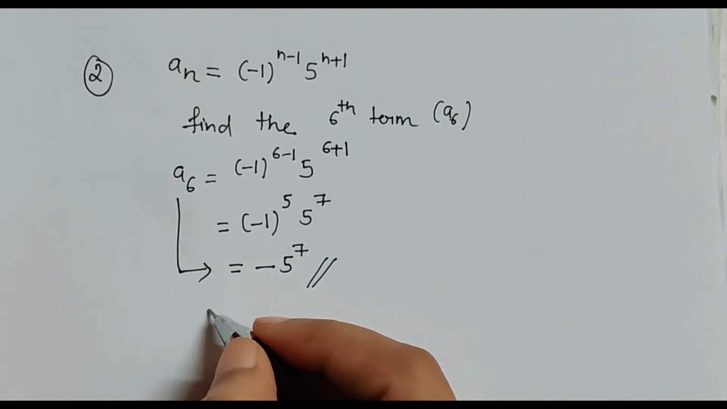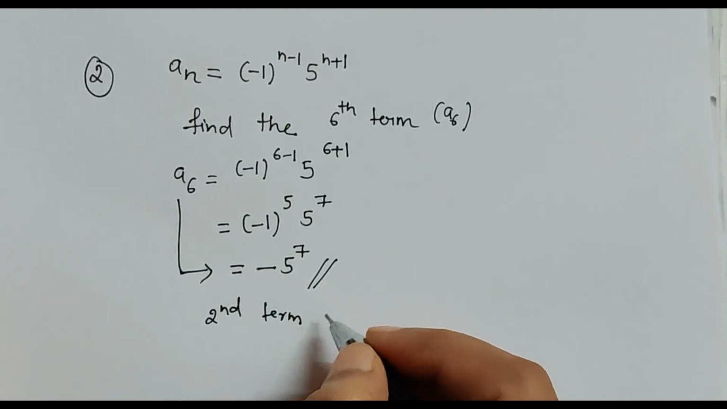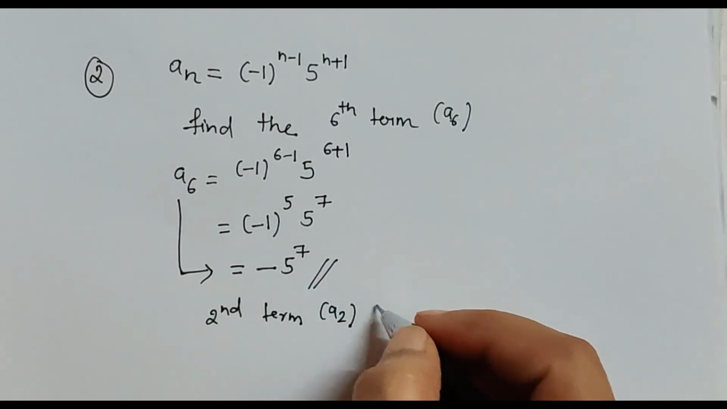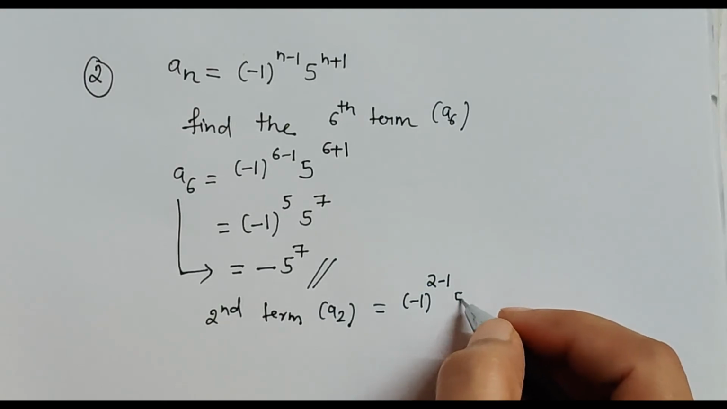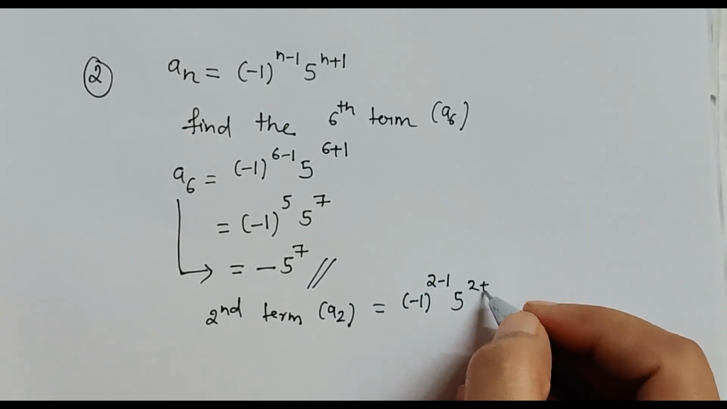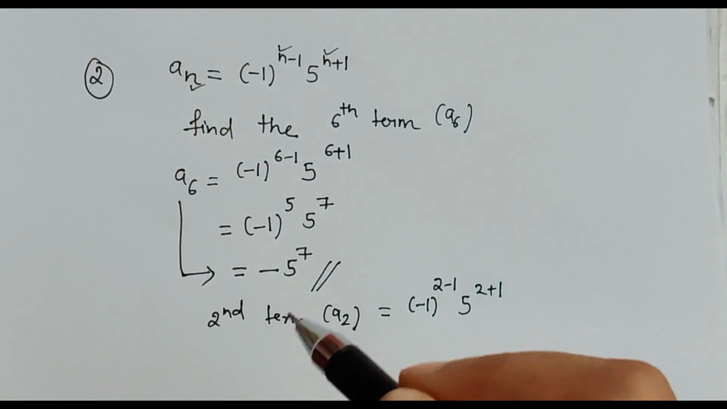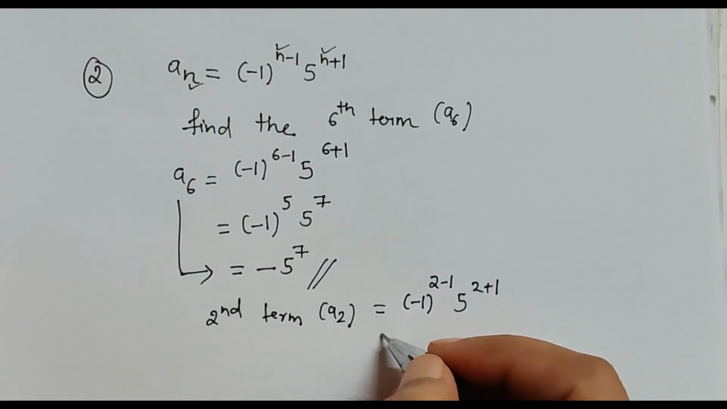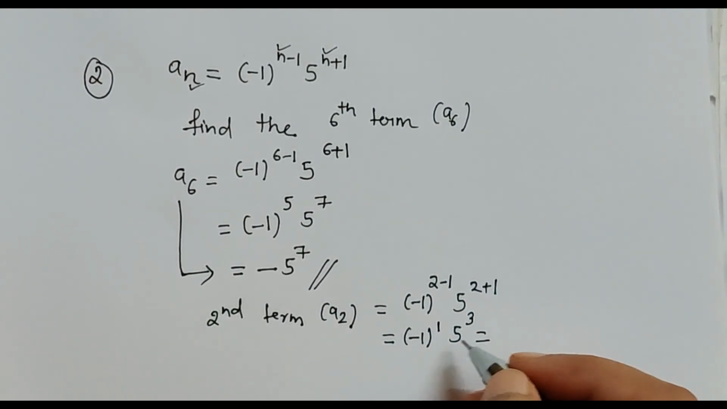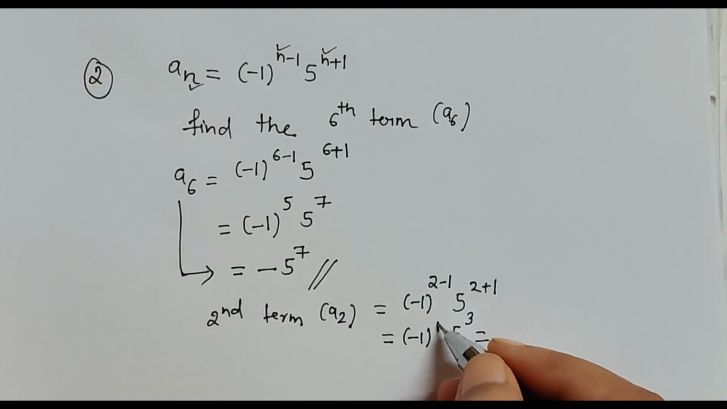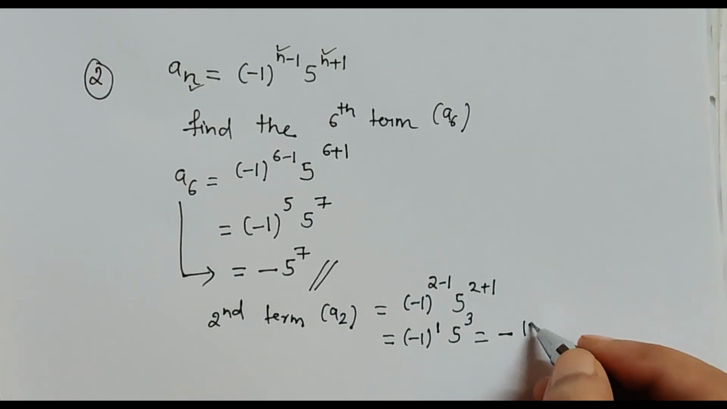Similarly, if we are asked to find the second term for the same sequence, that means a2 we have to find. So a2 will be (minus 1) to the power 2 minus 1, times 5 to the power 2 plus 1. Simply replacing n wherever we have n by the term we have to find. So this will be (minus 1) to the power 1, times 5 to the power 3. And again the power of minus 1 is 1, which is odd, the negative sign will remain, and 5 cube is 125.